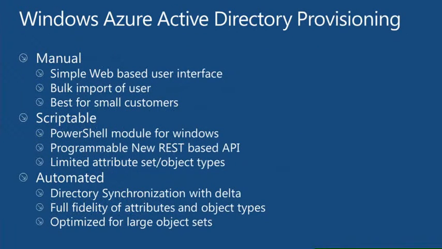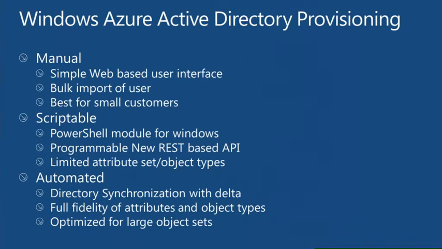So how do we actually provision? And there's sort of 3 ways of provisioning. So you can have a manual provisioning. So you would have seen the portal. So in Office 365, there's a portal. That portal provides that simple web user interface. It has a bulk upload capability. And it's really designed for the smaller organizations.